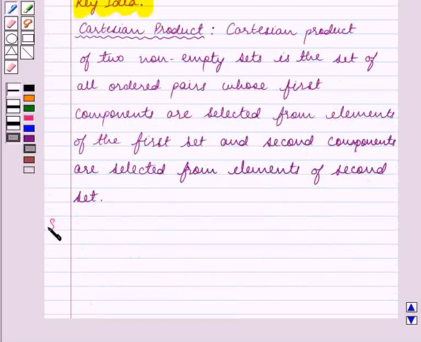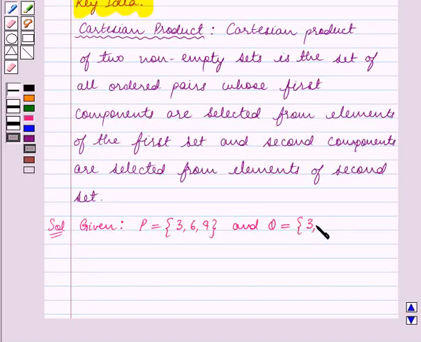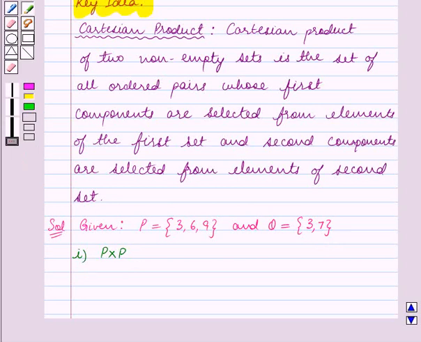Let's start the solution now. We are given set P is equal to the set containing the elements 3, 6, 9 and set Q is equal to the set containing the elements 3, 7. In the first part, we have to find what is P cross P. Now using our key idea, P cross P is the set of all ordered pairs whose first components are selected from elements of the first set, which is P in this case, and second components are selected from elements of second set, which is also P.